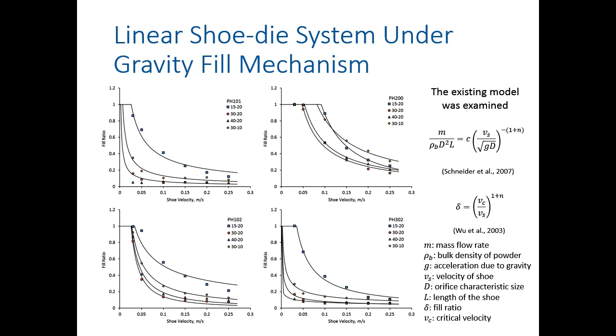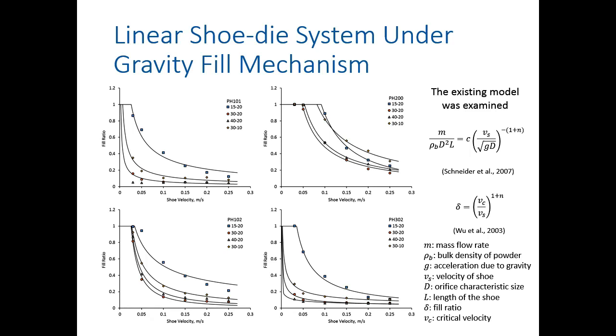However, the problem with the model is that the coefficient c and the exponent n change for the different experiments that we carried out. So for every experimental setup, we will need to find a new value of c and n. So it's not really possible to use the model in its current form.